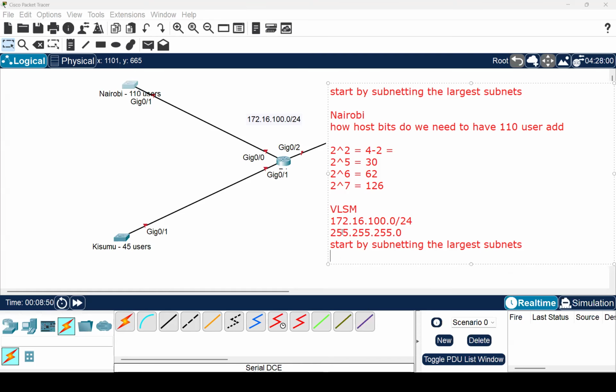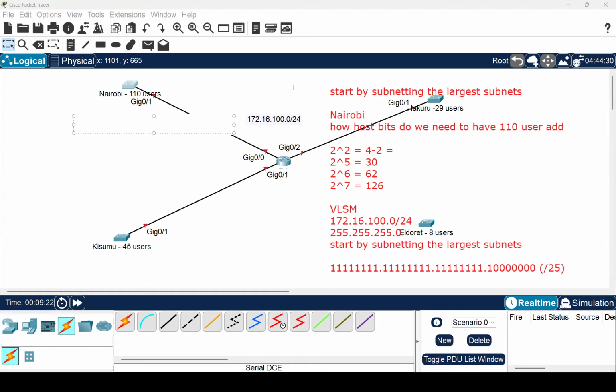Fine. So I was saying that we need to make sure 1 to 8, 1 to 8, 1 to 8, and then we have 1, 1, 2, 3, 4, 5, 6, 7. So now our new slash, what is this slash? /25. Is that correct? So therefore, ladies and gentlemen, the network address for Nairobi will be 192.168.10.100.0, but now /25.